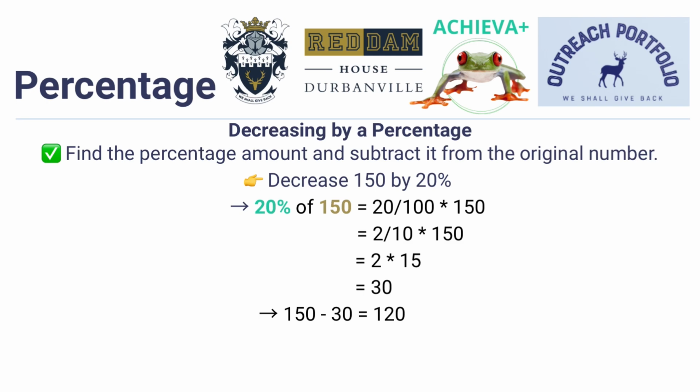Decreasing by a percentage. Find the percentage amount and subtract it from the original number. For example, decrease 150 by 20%. 20% of 150 is equal to 20 over 100 times 150. This is the same as 2 over 10 times 150, which is equal to 2 times 15, which is 30. 150 minus 30 is equal to 120.